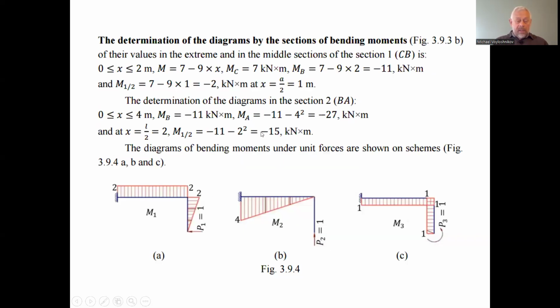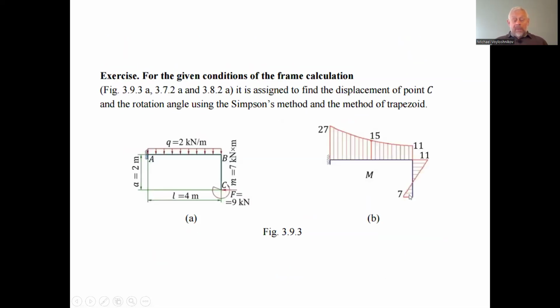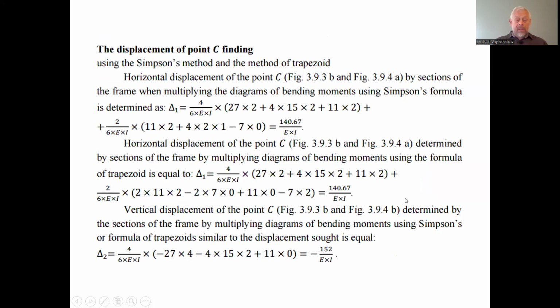0 is the magnitude of the bending moment diagram of the unit force at point C. From 0 to 2 it is a linear diagram, and minus 7 is the magnitude of the bending moment in the other direction. If you compare with 11 and assume that is positive, this is negative in this case. So after the calculation of this equation, we find that the displacement is 140.67 divided by the rigidity characteristic of the transverse section of the mechanical system.